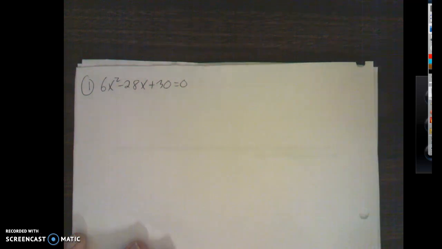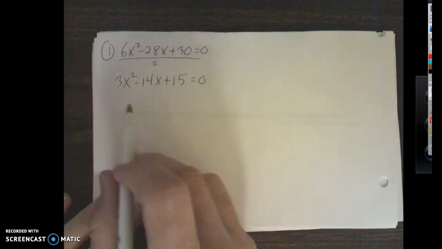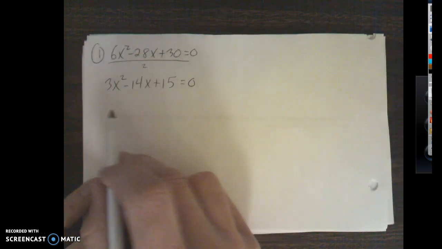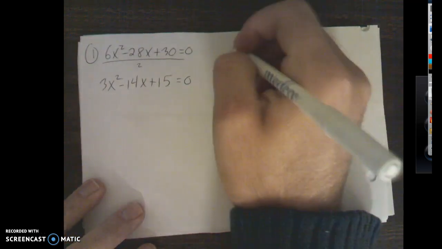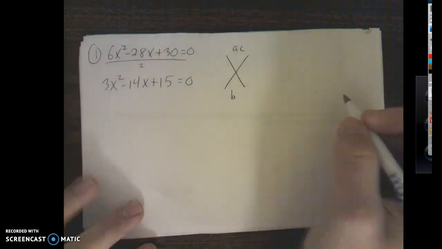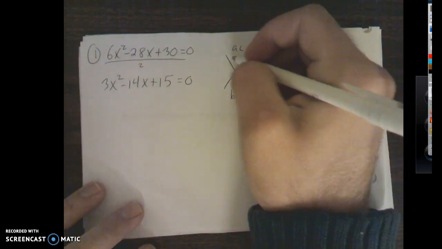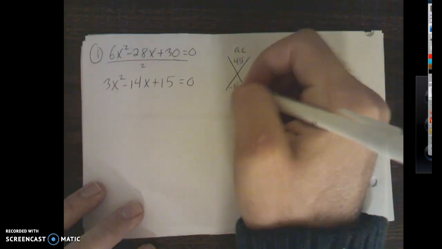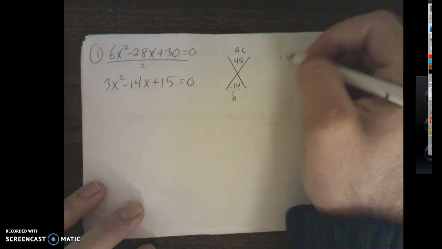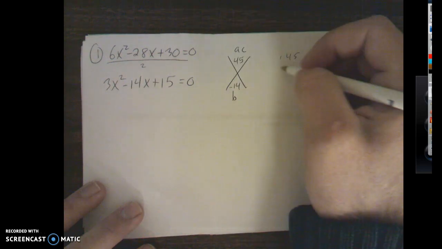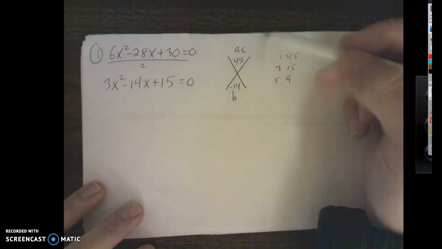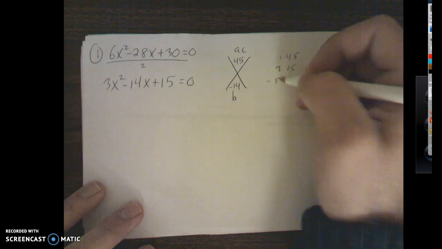Okay, I'm looking for a GCF first. Everything can be divided by 2. So if I divide everything. Okay, so now I have no more GCF, so what I have to do is I'm going to do my AC on top and my B down low. So 3 times 15 gives me 45, and then down low I'm looking at negative 14. All of my factors of 45, 1 and 45, 3 and 15, 5 and 9, which of them adds up to negative 14? Well, you're looking at negative 5, negative 9.